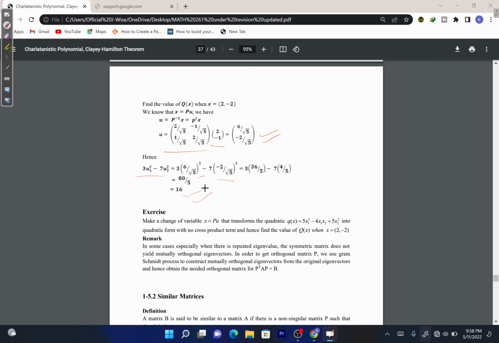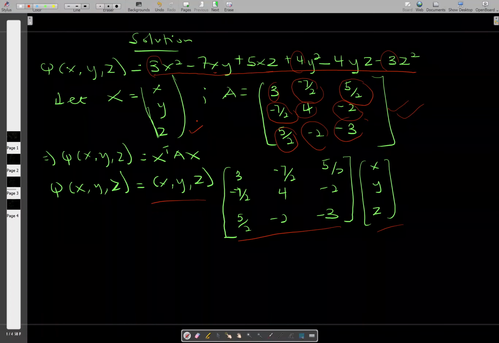Let's look at this exercise. Once again, you can pause this video and try your hands on this question. And this is the question. You make a change of variable x equals Pu that transforms the quadratic form 5x1 squared minus 4x1x2 plus 5x2 squared into a quadratic form with no cross product term, and hence find the value of Q of x when x equals (2, -2).